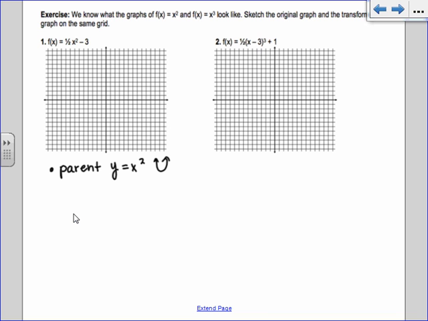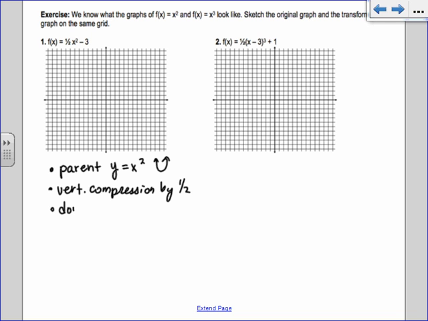It is not 1/2 of x squared, right? It's not 1/2 in parentheses. The 1/2 is on the outside. So because of that, it's affecting the y value. If I take all of my y values and I half them, it's going to do a vertical compression. So this is a vertical compression by 1/2. It's just going to flatten it down a little bit.